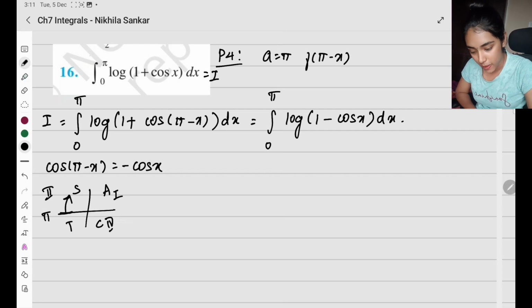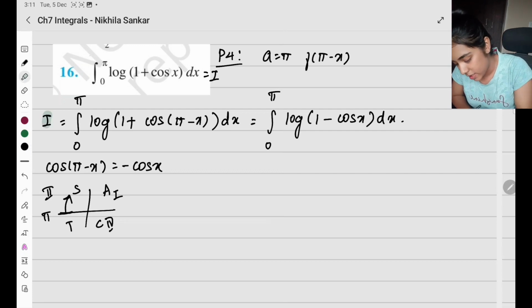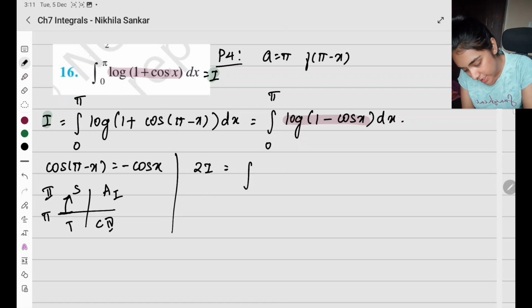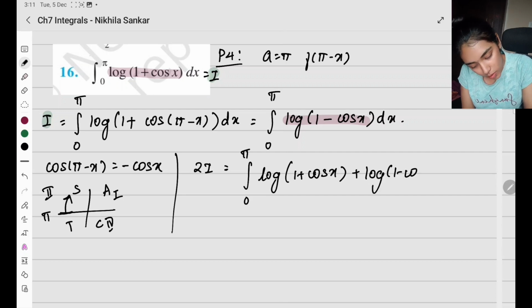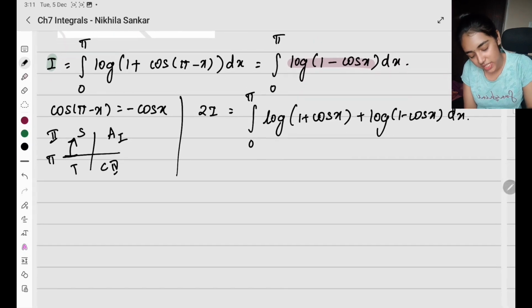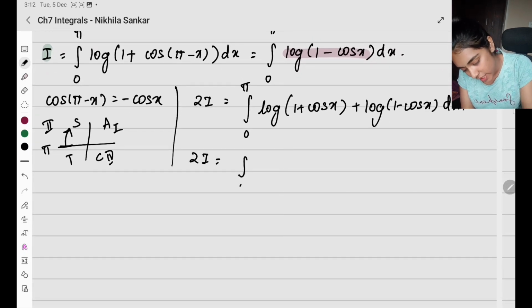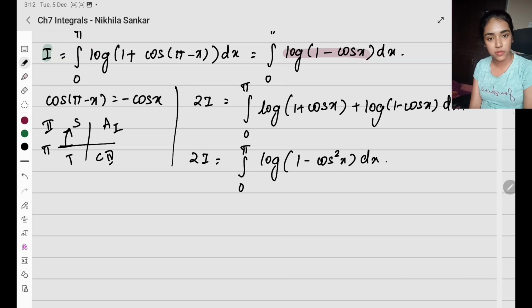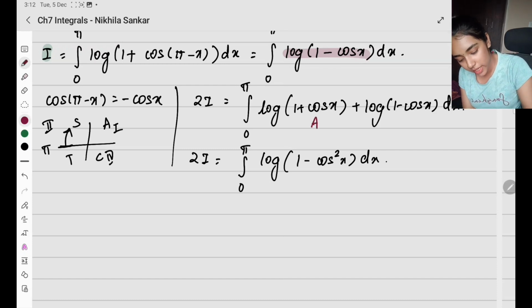So this is my first step. Now I'm going to add the two. So I plus I equals, on the left-hand side I can add these two. So what do I get? I have 2I equals integral 0 to pi of log of 1 plus cos x plus log of 1 minus cos x times dx. There is a formula for log a plus log b, so I can write it as log of ab. So log of 1 plus cos x into 1 minus cos x is 1 minus cos square x times dx. There is the formula a plus b into a minus b. So basically log a plus log b will become log of ab. But what is ab?